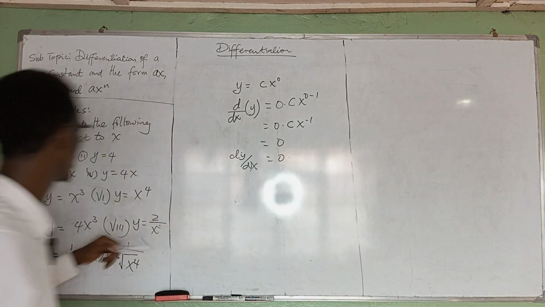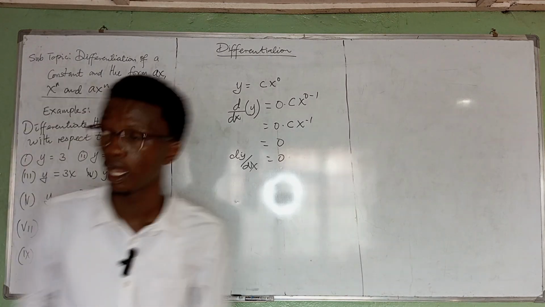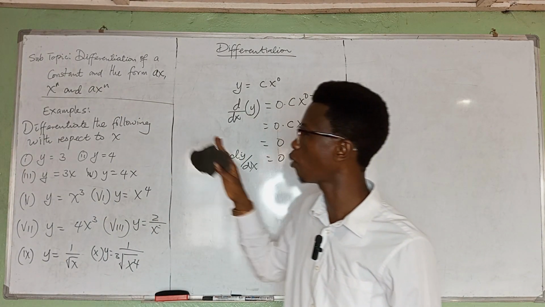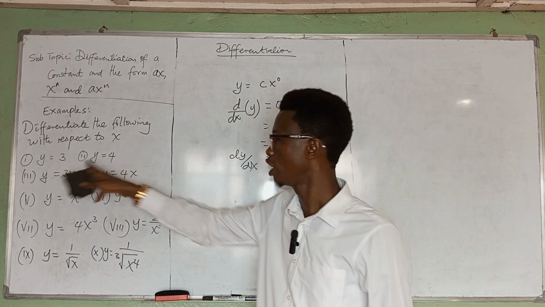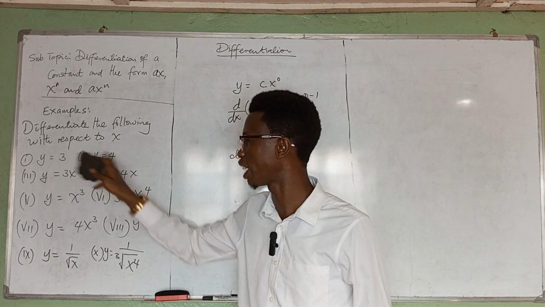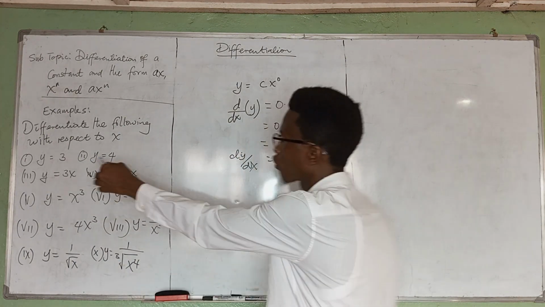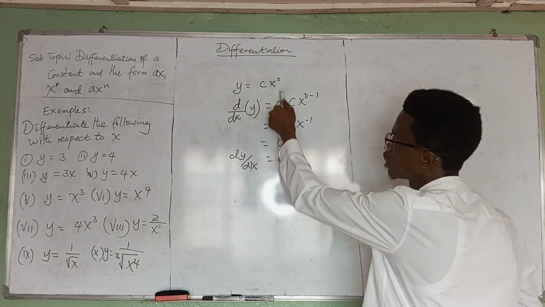If you look at the problems here, I have up to 10 problems. The first 2 are in the form of differentiating a constant because you don't have any variable here, meaning x, which of course you can also write in this form.